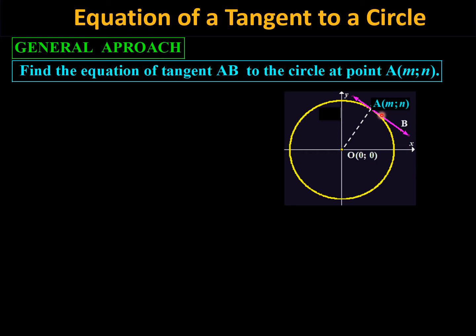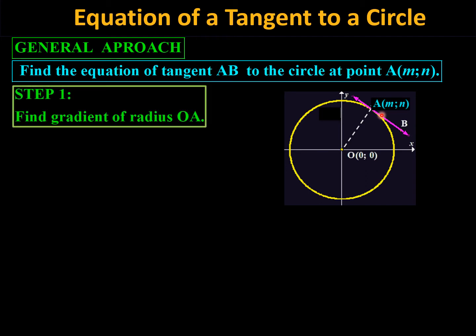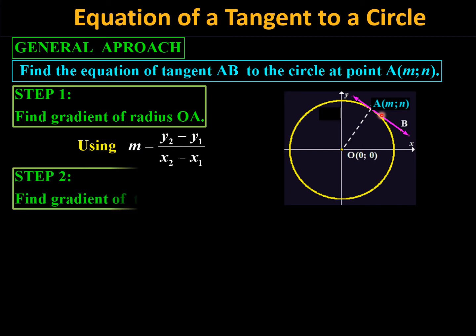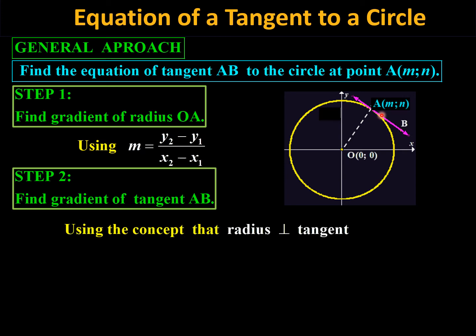To find the equation of a tangent, there are basically three things you need to do. First of all, we need to find the gradient of the radius. Very simple. You just use your gradient formula. Next, we need to know the concept that the radius and the tangent at the point of contact are perpendicular. So we need to find the gradient of the tangent using this idea. If this is positive 3/4, this one will be negative the reciprocal, which is negative 4/3. Or if this is 5, this is negative 1/5.